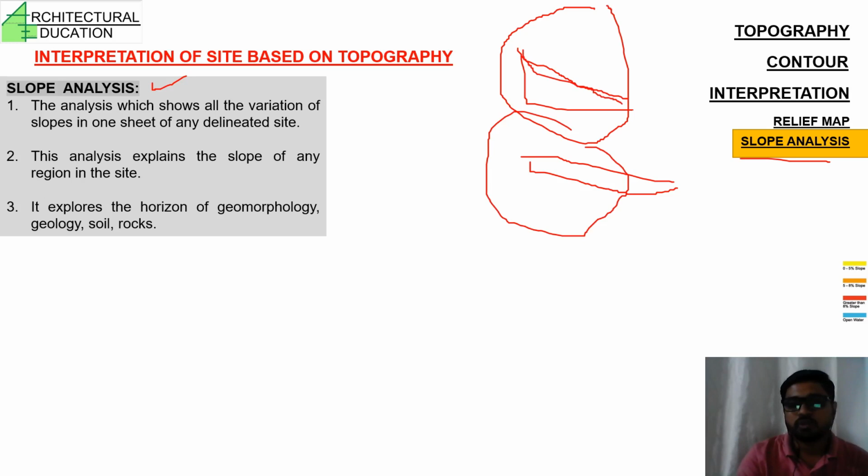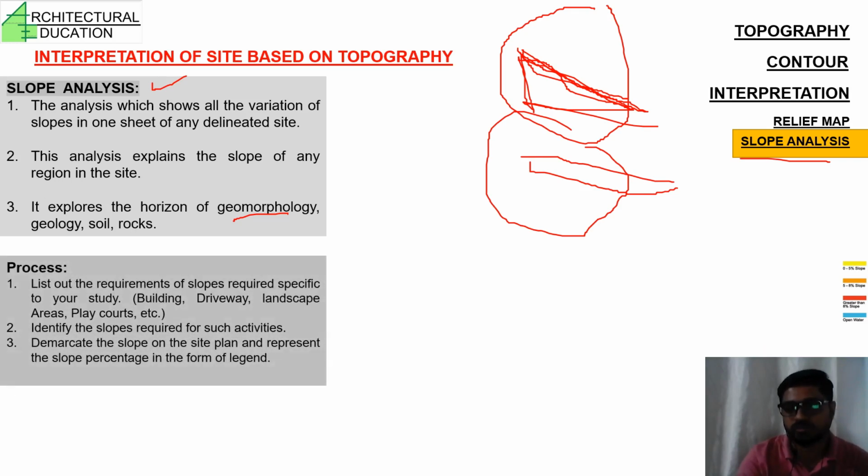Most of the times, while analyzing the slope, we will not only understand the gradient or the slope at which it is there, we will also understand the geomorphology, that means how it is being created over there and what the other aspects of soil and rocks and other things are. So the slope analysis is slightly different from the process we followed in the relief map, where we just added multiple colors within the slope.